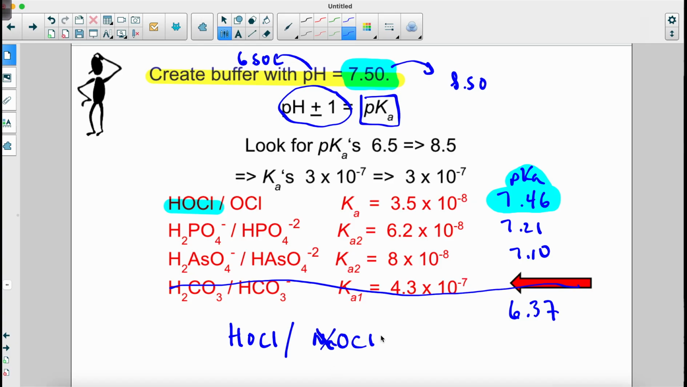Well, the Na crosses out. I have my weak acid, my HA, and I have my A minus, my conjugate base. And that is going to be my buffer system. And because the pKa value is closest to the desired pH, I know that that's going to work really well.